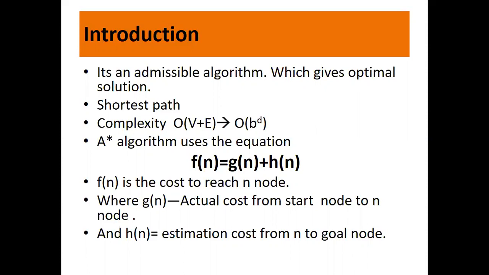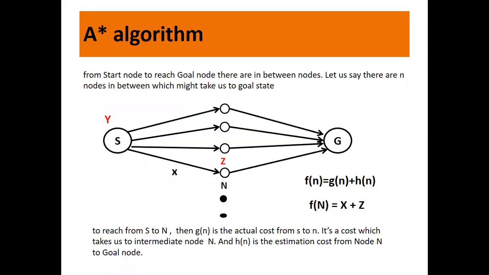Is it fine? Now let us look at it in detail. Suppose this is my graph. You can use a graph as well as a tree; A star algorithm can be used for graph as well as tree. We are using a graph here. So here you have a start node and here you have a goal node. There are many intermediate nodes to reach from start node to goal node.